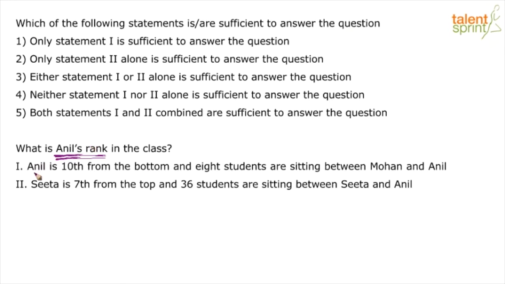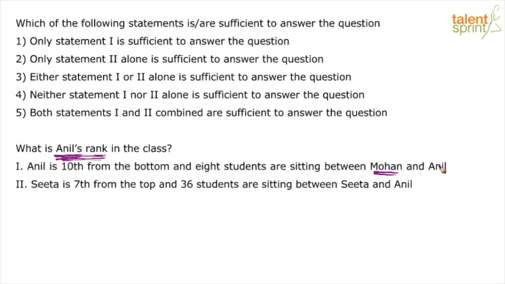Now here the statement says Anil is 10th from bottom. So you know Anil's rank from bottom, but is that enough? No. We have to find out Anil's rank from top, right? The question indirectly is asking us to find out Anil's rank from top. So Anil is 10th from bottom and 8 students are sitting between Mohan and Anil. So tell me, is this information enough? No. He's talking about Mohan here, but only as a relationship with Anil. Right? He's saying there are 8 students between Mohan and Anil.